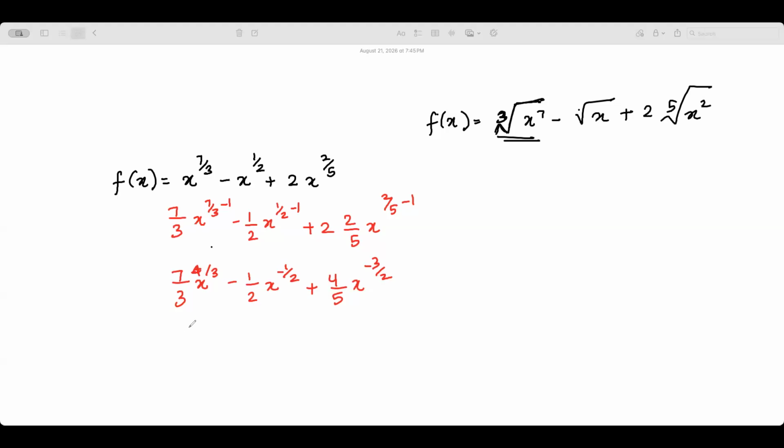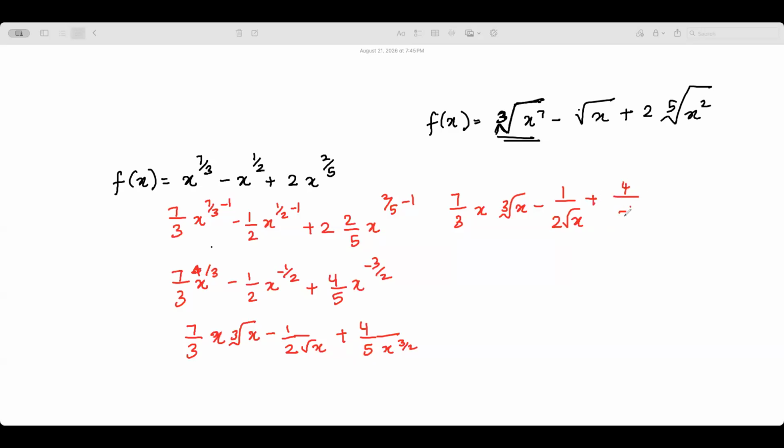Guys, it becomes a little complicated as we move further. 7 by 3. What is this? This is x. Can you write it as a radical? X and then cube root of x minus half. Basically it is 1 by x power of half. So can I write it like this? Plus 4 by 5. Basically, it becomes x power of 3 by 2. But that I need to write it as a radical. Okay. So 7 by 3 x cube root of x minus half, 1 by 2 square root x plus 4 by 5. 3 by 2 is x times square root of x.